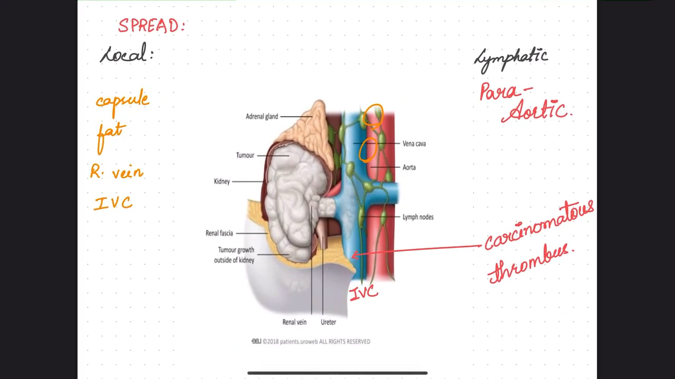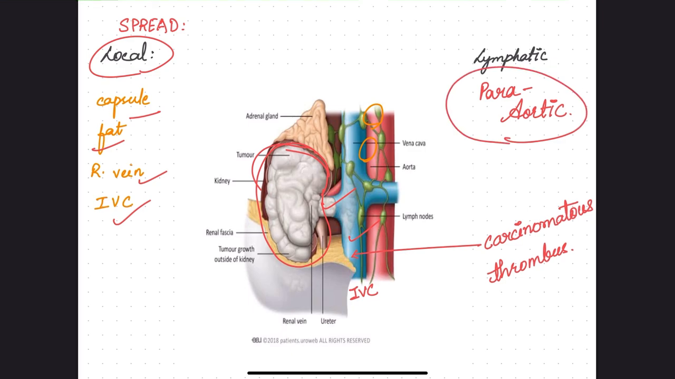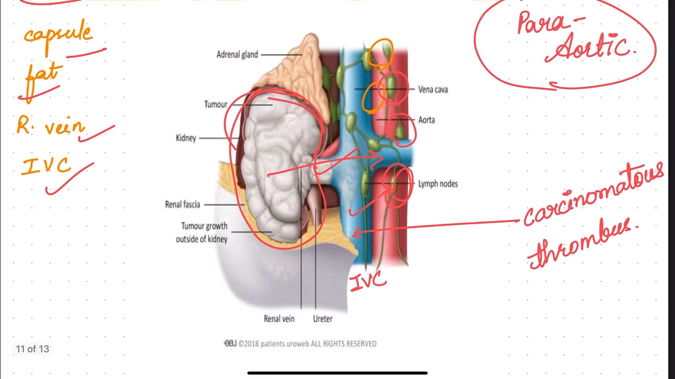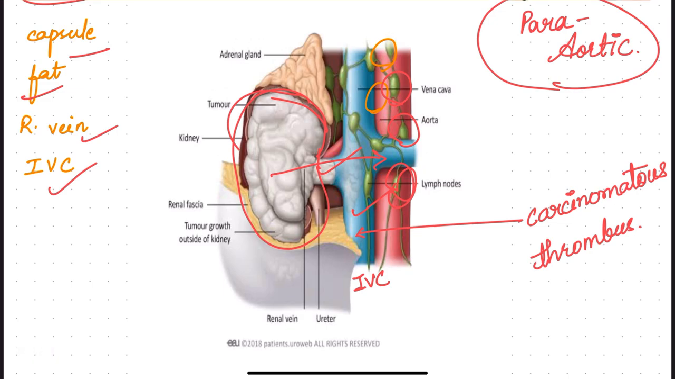Coming to the spread of this variant of RCC, it can spread locally to the capsule of the kidney, the perirenal fat, the renal vein, and the IVC. It can spread easily locally. The lymphatic spread is to the para-aortic lymph nodes. Whenever the tumor in the kidney spreads to the IVC, it is called a carcinomatous thrombus. Like a clot, it invades the IVC. That is a carcinomatous thrombus.